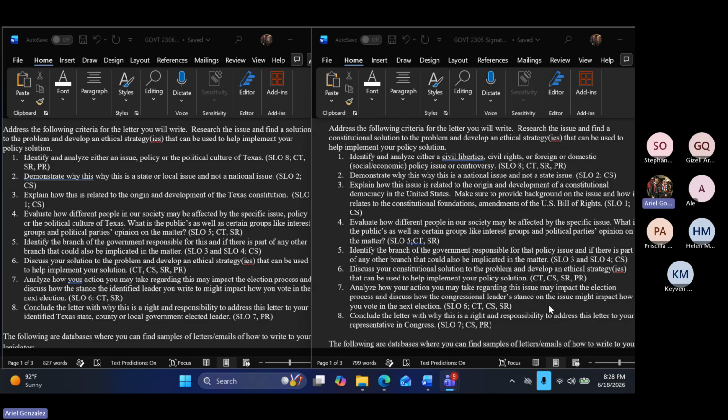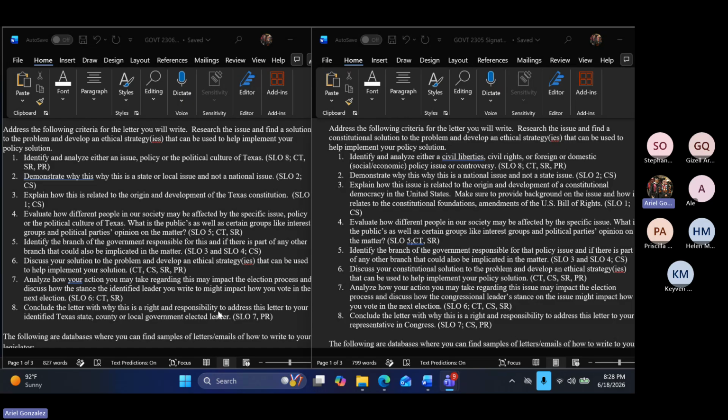have this major election coming up in November, right? So both on the Texas side and on the federal side, right? So that's why it would be important that whoever you write to, you are a constituent of that individual, because you could make the argument, and that kind of also goes into number 8, right?